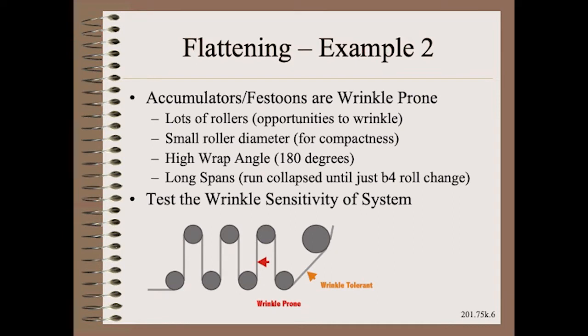Indeed, as my Web 101 students recall, the festoon is the poster child for intolerance with regards to wrinkling. That is because there are many rollers, each of which can kick off a wrinkle, even if the rollers are carefully designed and maintained. An example here is bagginess will look for any excuse to misbehave. Even the presence of a good roller will often do. However, the accumulator is also wrinkle intolerant because of small roller diameters, high wrap angle, and long spans.